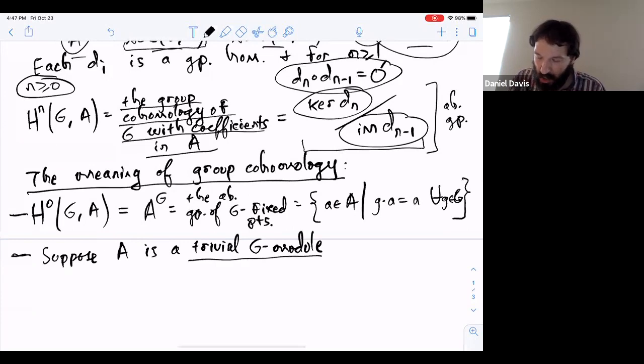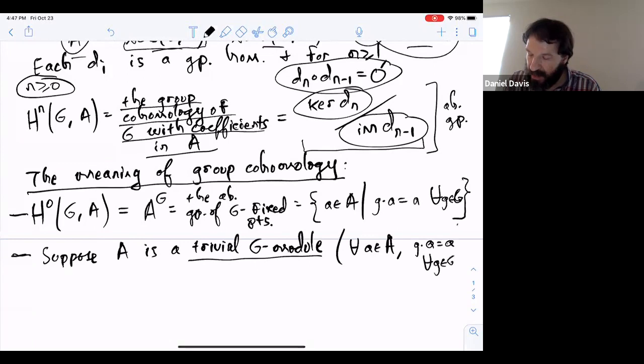Okay, so what we mean by that is that the group action is trivial. So for all a in the abelian group A, g dot a is equal to a for all g in the group. Okay, and actually I don't know why I put that in parentheses. This is actually the definition of this concept. Yeah, so the group acts by doing nothing at all.